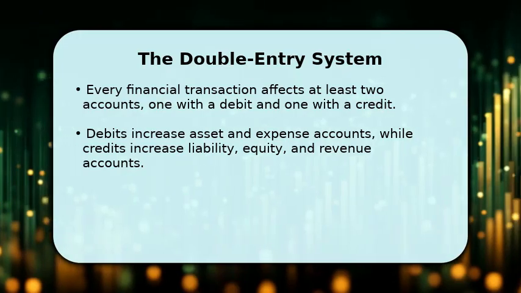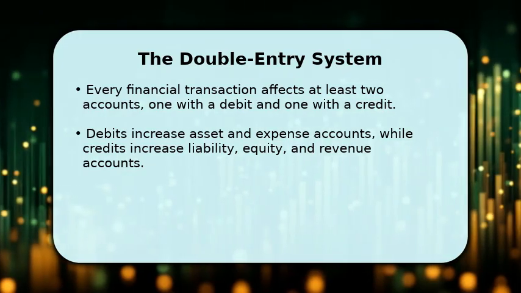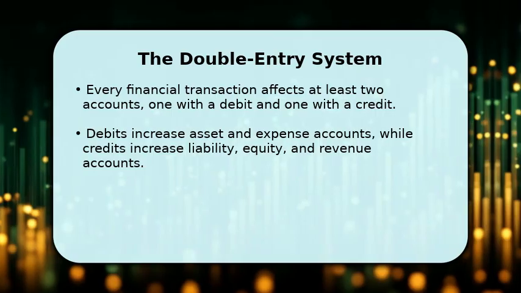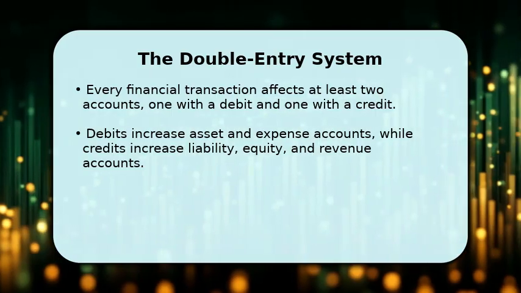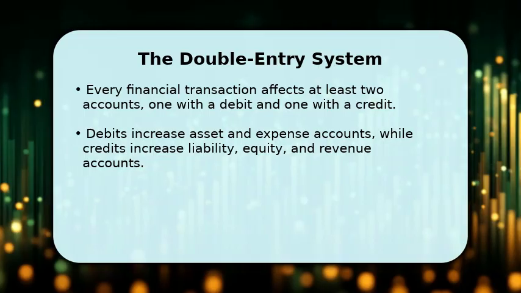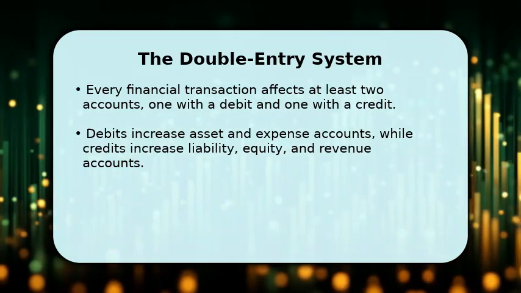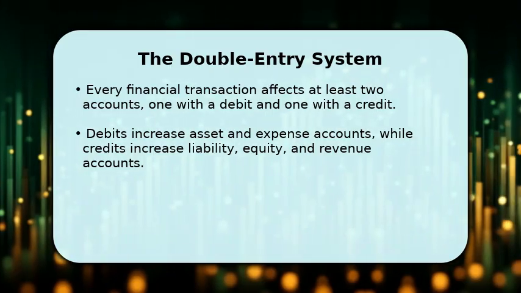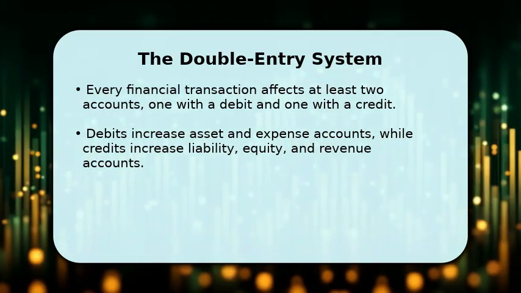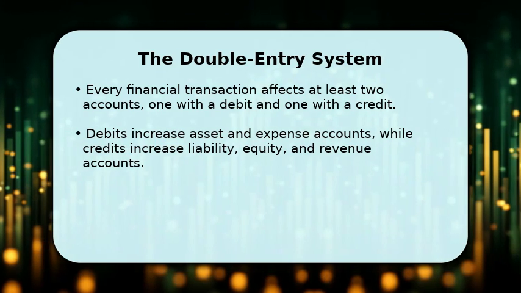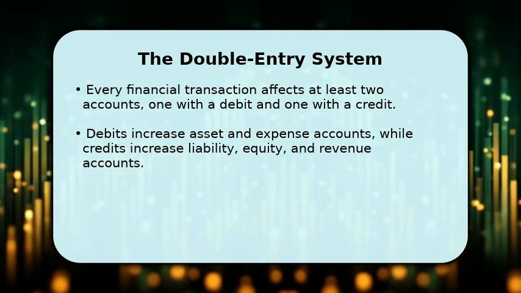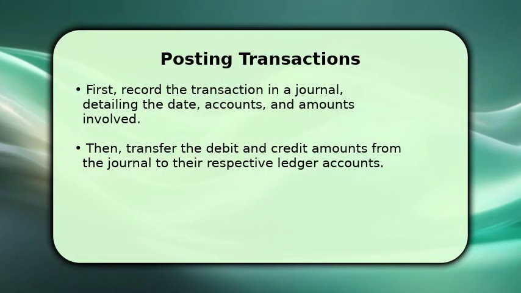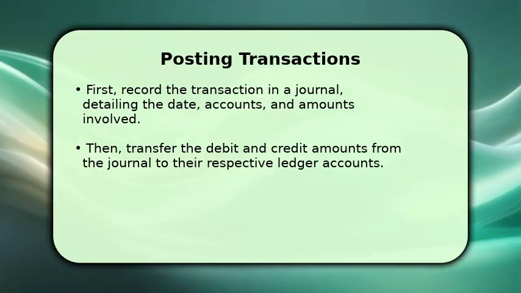Now, let's delve into the core principle of double-entry accounting. This system dictates that every single financial transaction has two equal and opposite effects on your accounts. One account receives a debit, and another receives a credit. For instance, when you receive cash, your cash account is debited, and a revenue account might be credited. This ensures that your accounting equation, assets equal liabilities plus equity, always remains in balance, providing a robust framework for financial accuracy. The actual process of posting begins after you've recorded a transaction in your general journal.